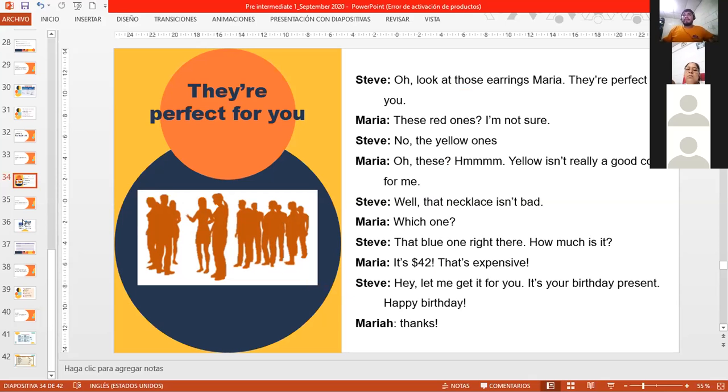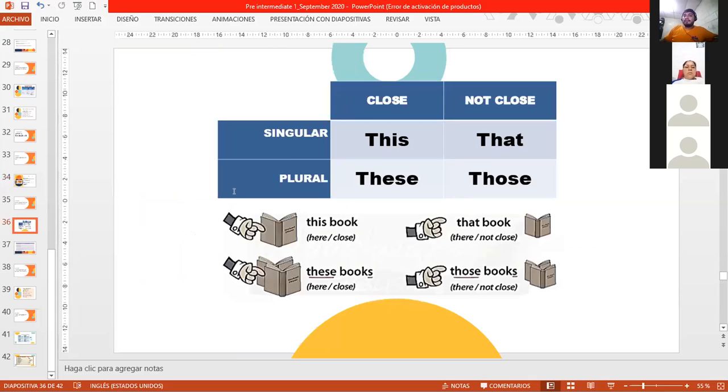Let me show you another slide. Okay, these are the demonstratives, okay? We have this and that. They are singular, okay? This and that are singular. We use this when something is close to us, okay? When something is close to me, I use this, okay? This. Yeah, this is my cell phone. This, okay? But it's only one.